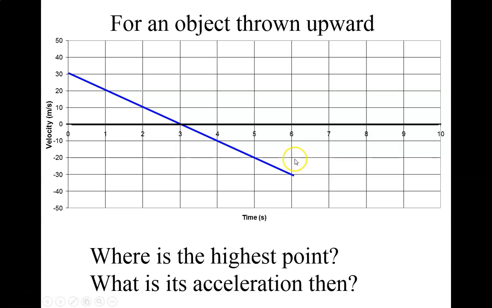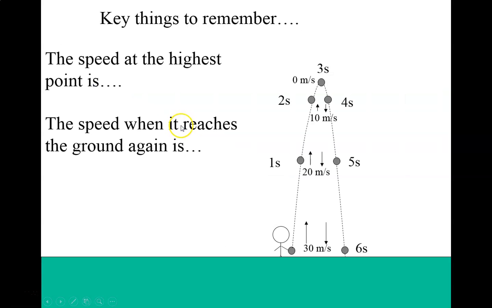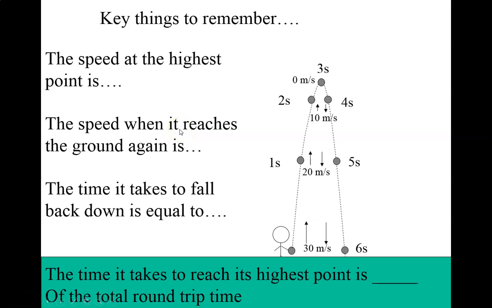So this is a velocity versus time graph for an object that was thrown up in the air. Where is it at its highest point? It's at the highest point when the velocity is 0, which would be right here. Okay, I think we got that.